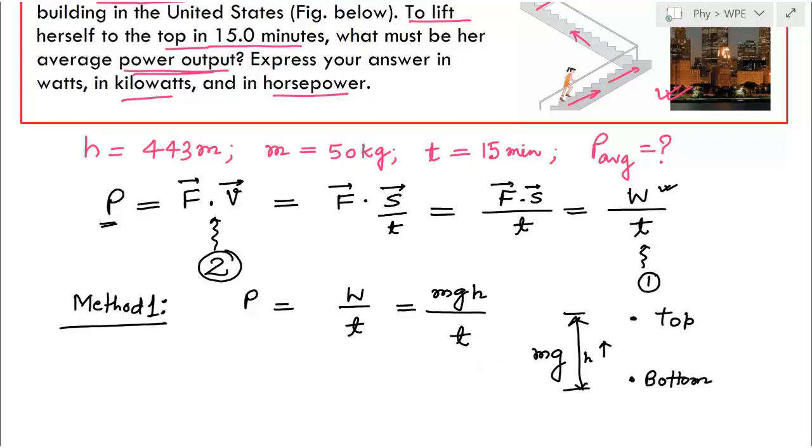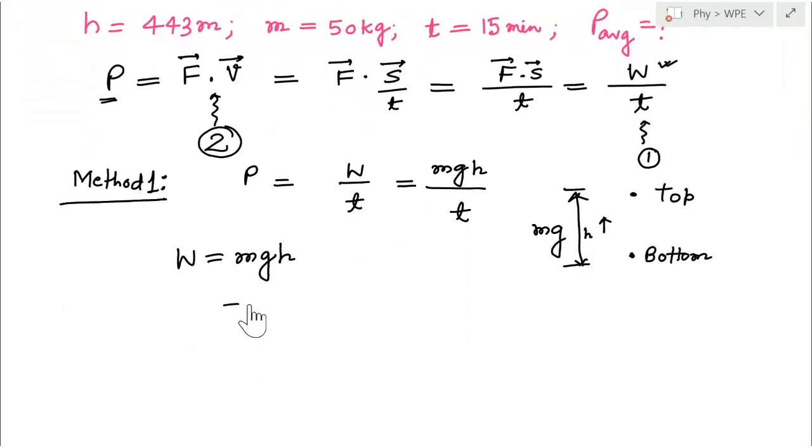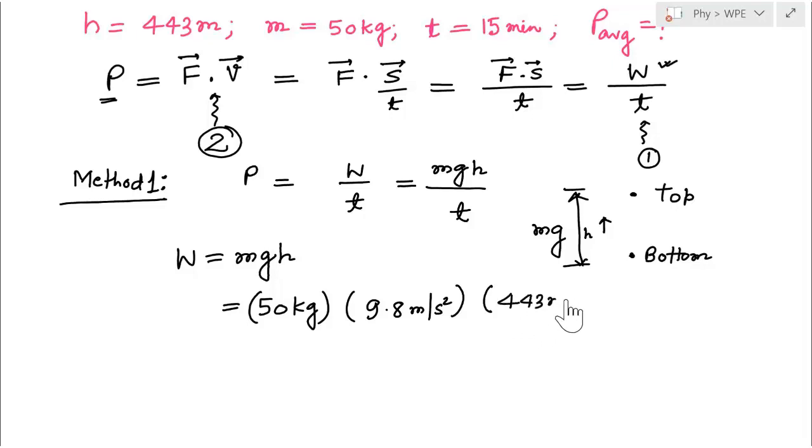So let us calculate the numerical value of work done, that is equal to mgh, because we know the value of mass is 50 kg, gravity is 9.8 meter per second square, and the height of this building is given, that is 443 meter. Now if you calculate all this, it will come to 2.17 into 10 to the power 5 joule.